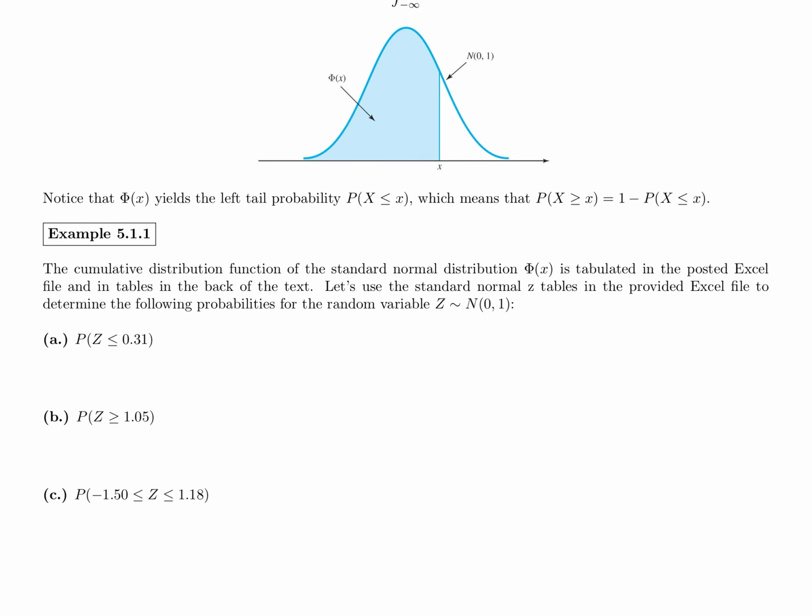So the CDF of the standard normal distribution is big phi of x, and it's tabulated, and I posted it in an Excel file. So the Excel file that is posted will give you what we call a Z table. And we're only going to use it for just this one problem until we learn other ways to find it. Okay? So let's look at the standard normal Z table in our Excel file to determine the following probabilities for the random variable Z, which is normally distributed with a mean of 0 and a standard deviation of 1.